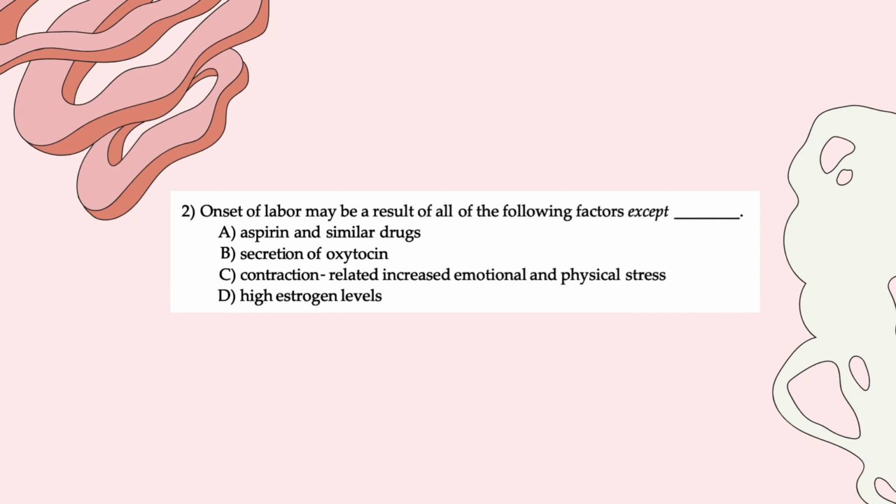Pause the video and wait for me to tell you the answer. So the answer is A. Why? Because we do need the secretion of oxytocin, we do need contraction for the onset of labor, and we do need high estrogen levels and low progesterone levels. So even if you didn't know, aspirin and similar drugs are not involved in the onset of labor, always use the process of elimination to help you find your answer.